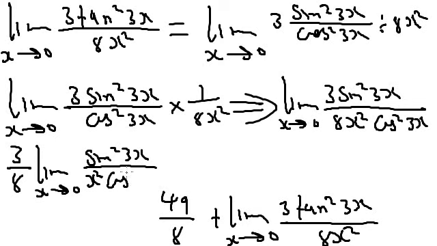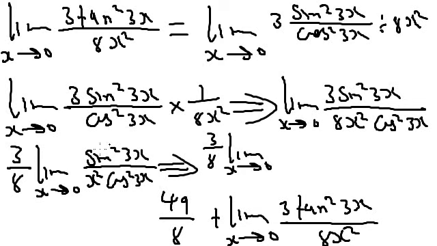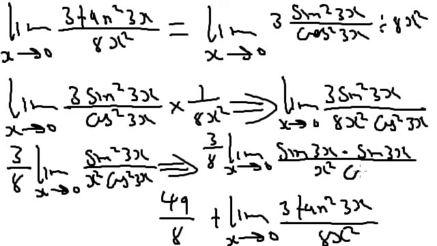x squared cosine squared 3x. Now this implies 3 over 8, the limit as x approaches 0. So let's split the sine squared 3x just like before. So we have sine 3x multiplied by sine 3x and divided by x squared cosine squared 3x. So now the goal is to have the denominators to be 3x, so we can apply the fact we have learned.